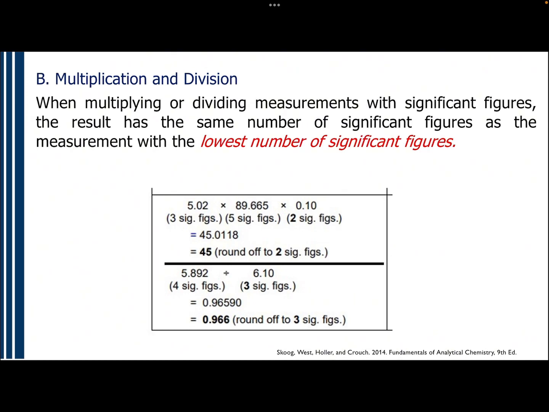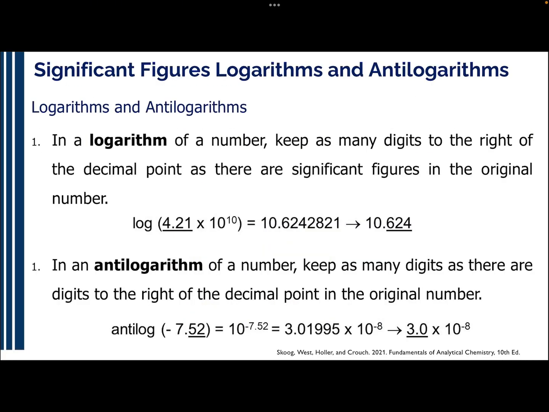For multiplication and division, the lowest number of significant figures should be what our answer has. So for example, this one has 3 significant figures, this one has 5 significant figures, and this one has 2 significant figures. So our answer should have 2 significant figures. This is true for multiplication and division.